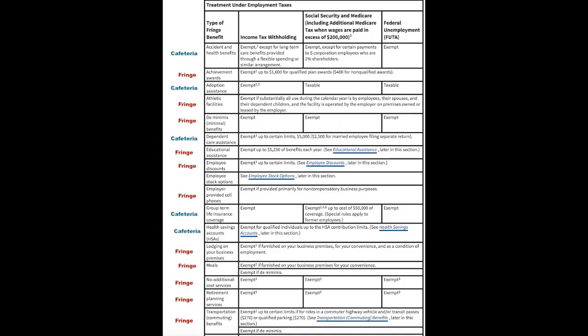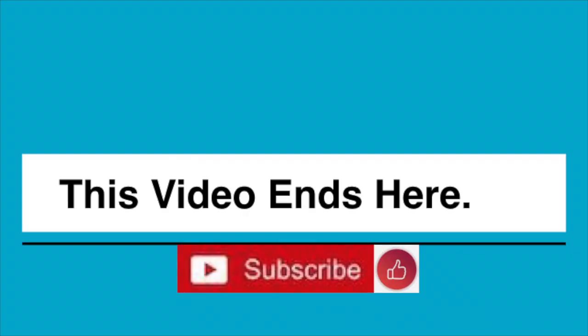And here is a summary of the benefits offered under cafeteria plan and fringe benefits that are offered outside the cafeteria plan. I found this in publication 15B. I highly recommend that you review the IRS publication 15B for detailed information on cafeteria plans.